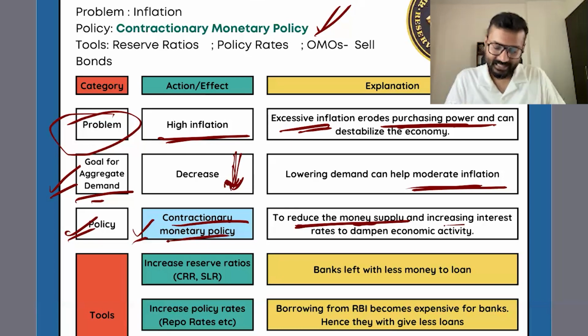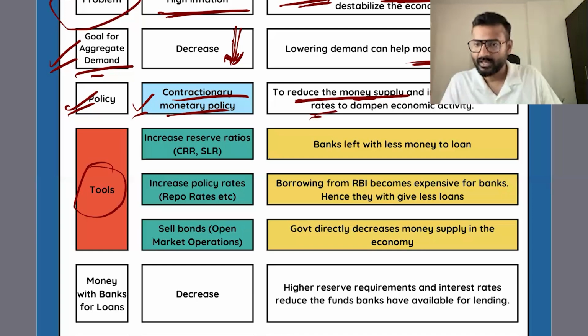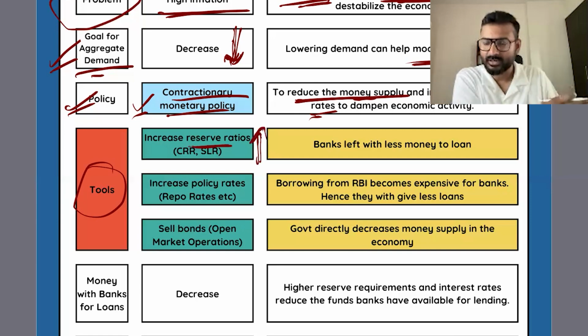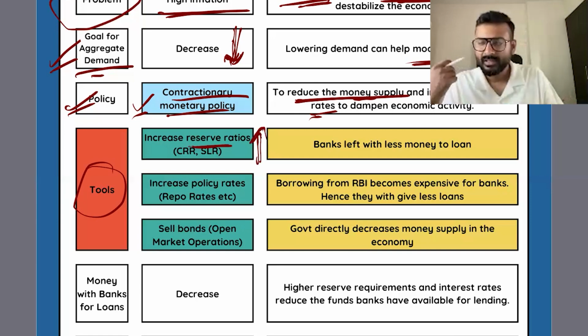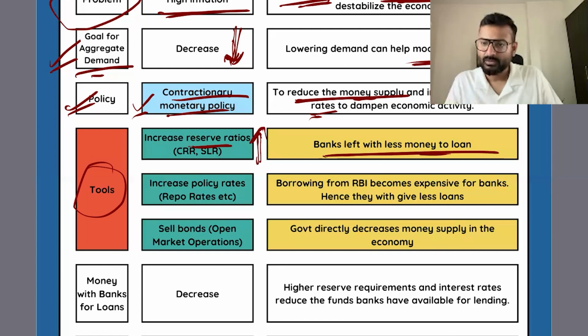They will increase the interest rates, right? Now again, these three tools of RBI come into play. First is the reserve ratio. This time RBI will increase the reserve ratio. So banks have to keep aside a larger amount with them in the form of either cash or government securities or gold. So banks are now left with a lesser amount to loan.